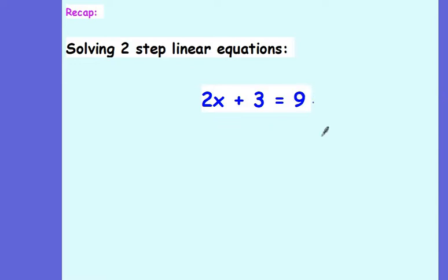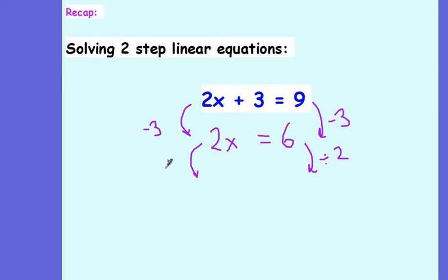Let's go through the answer. We're going to subtract 3 from both sides to start off with. That gives me 2x equals 6. I'm then going to divide both sides by 2, which gives me x is equal to 3.